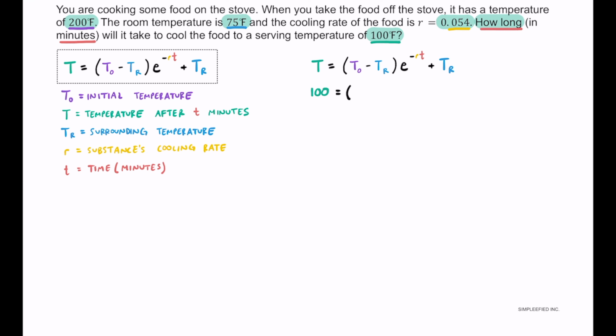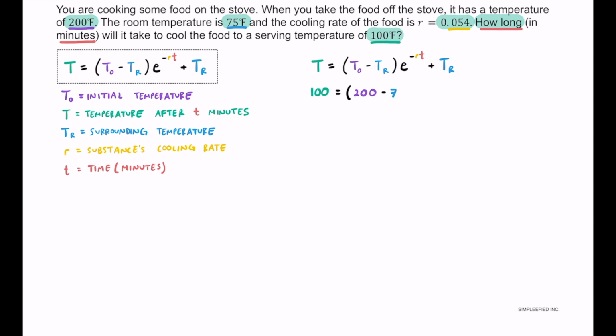The initial temperature here we know is 200 degrees. So let's go ahead and plug in 200. And then what's the surrounding temperature of this room here? Looks like the surrounding temperature we know is going to be 75. So let's go ahead and plug in 75 here.